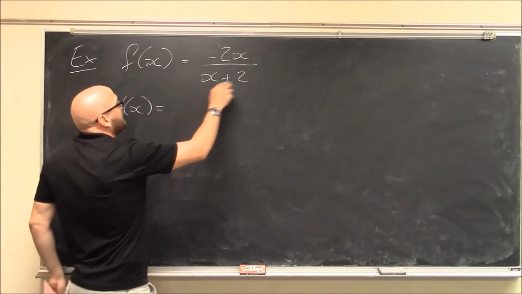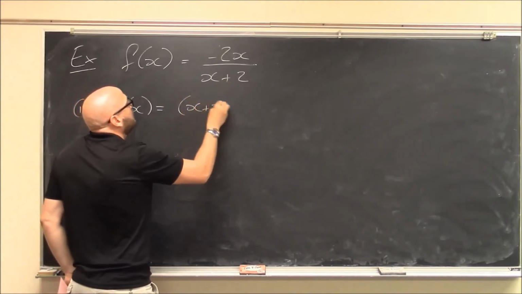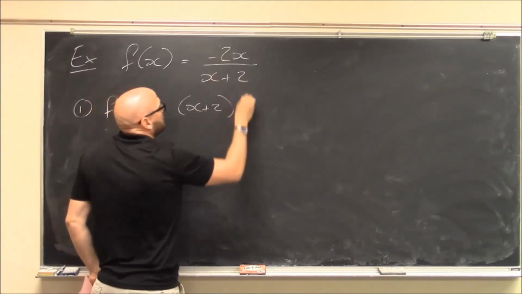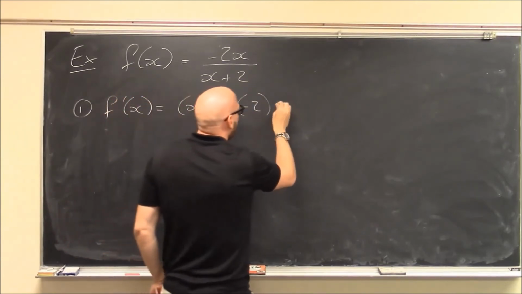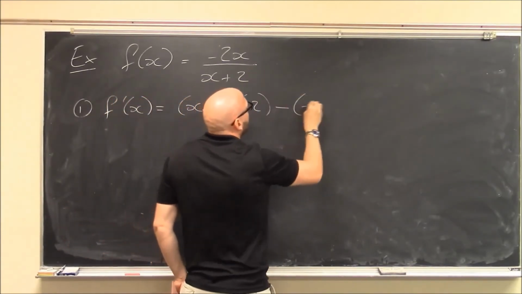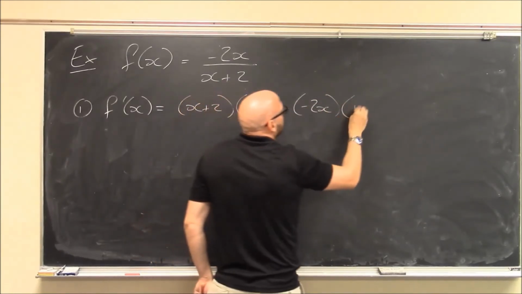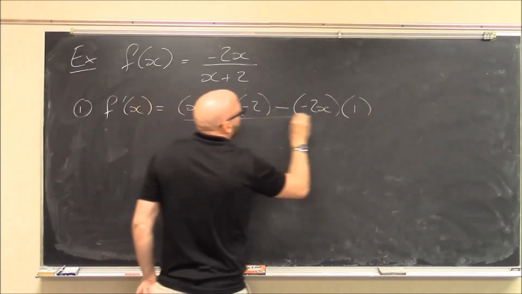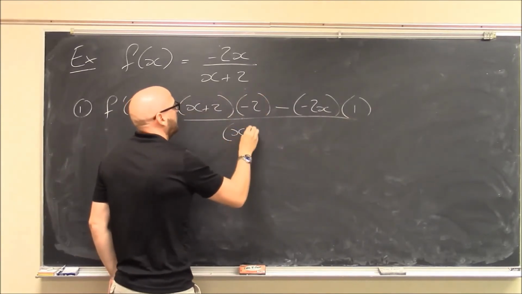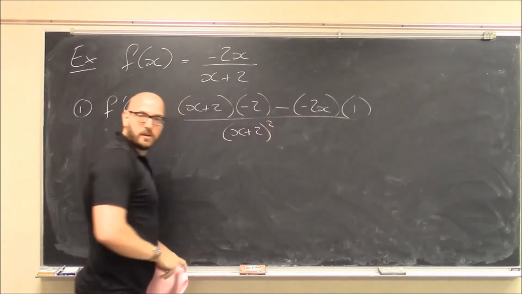So the derivative is going to be low d high, x plus 2, times the derivative of the top, which is minus 2, minus the top, minus 2x, times the derivative of the bottom, derivative of x plus 2, which is 1, all over the bottom squared.